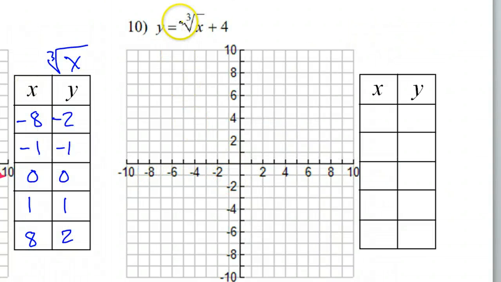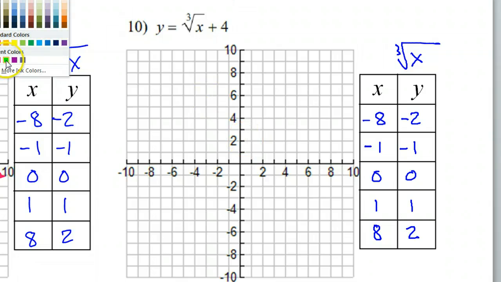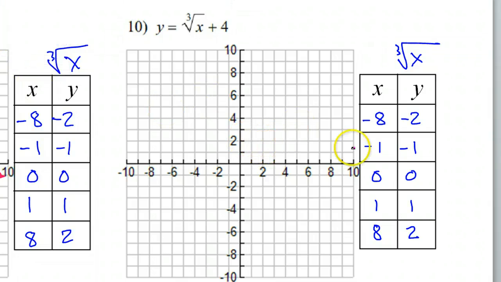Once again, number 10 does not have an a value other than 1, so 2 columns will suffice. Let's use our typical x values of -8, -1, 0, 1, and 8. When we take the cube root of them, we get -2, -1, 0, 1, and 2. Let's go ahead and graph them, but do not connect the dots. This is just a skeleton.